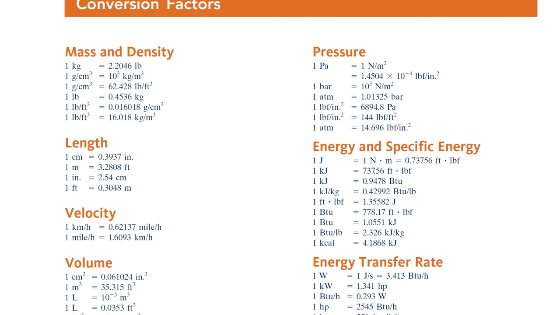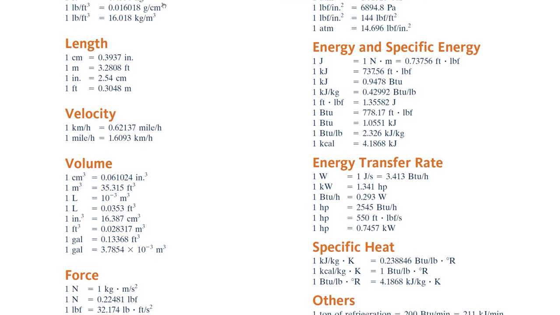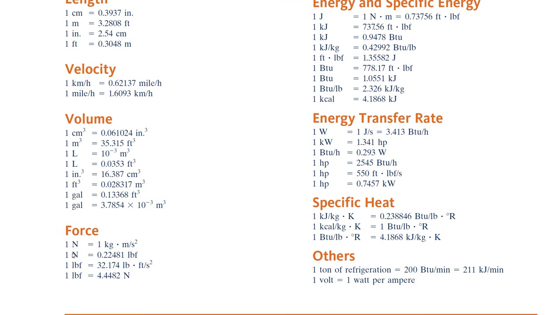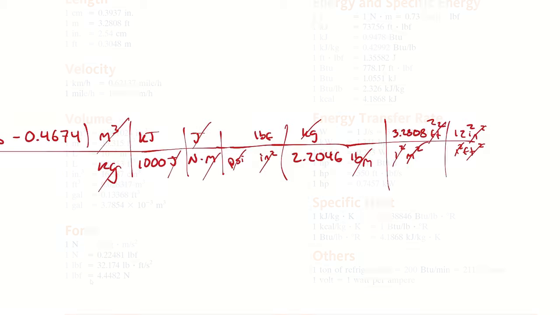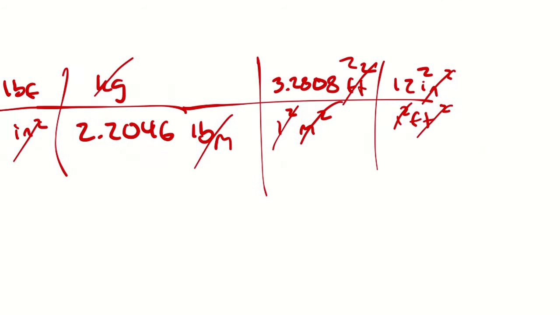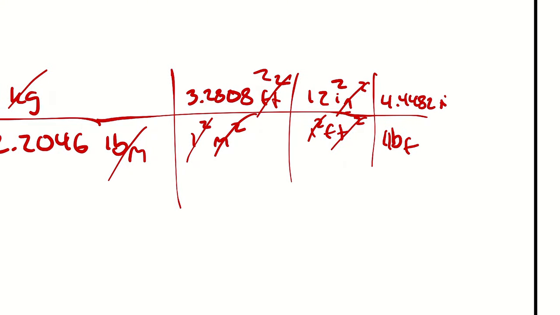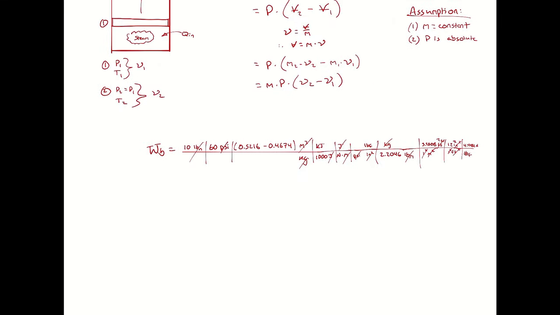I scroll on down to force, and under force I see that 1 newton is 0.22481 pounds of force, but I like to write the number that's bigger than 1 so I don't confuse my decimal places. So I will say 1 pound of force is 4.4482 newtons. And then the pound of force in PSI cancels the newtons, and the newtons cancel the newtons. That leaves us with kilojoules.